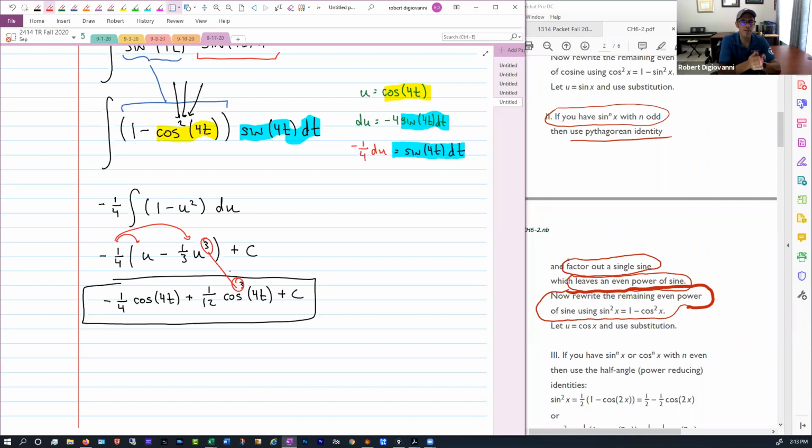So if we have an integral that has sine in it, and that sine is to an odd power, we're going to peel off a sine. We're going to look at the even power of sine, use the Pythagorean identity to rewrite it in terms of cosine, and then we're going to make a substitution, u is equal to cosine. And then everything should work out.